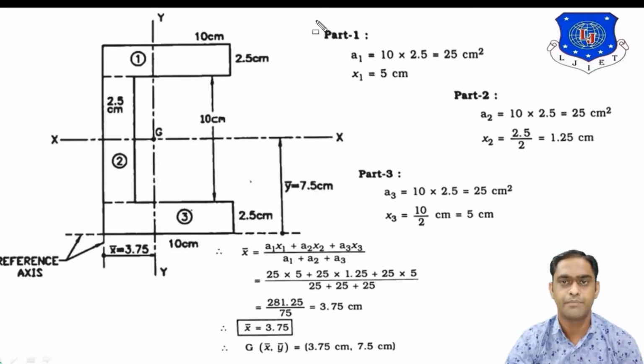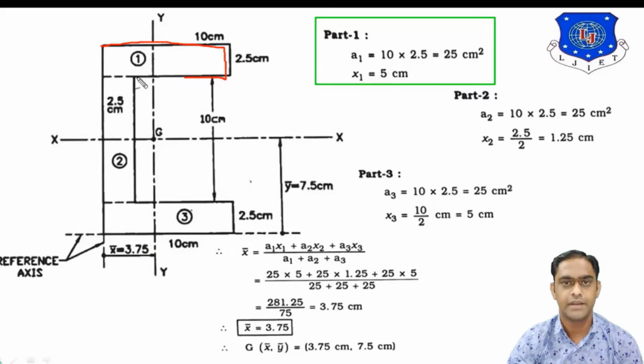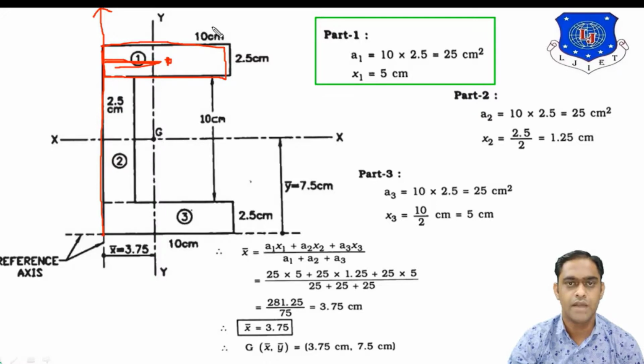Let us concentrate on the part 1 first. According to the figure, this part 1 is 10 by 2.5 centimeter. We have to calculate x bar now, so we need y-axis. Y-axis always passes from the extreme left of the section. Now, CG of the part 1 will be over here at the center. So, from y-axis, this distance will be half of 10 centimeter, which is equal to 5 centimeter. And area of the rectangle will be 10 by 2.5 is equal to 25 centimeter square.